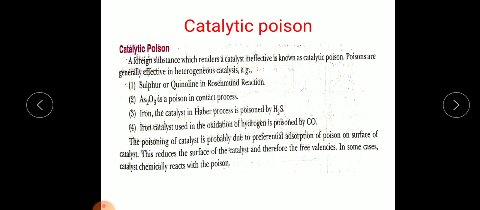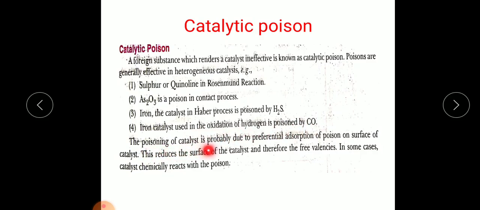So in the Rosenmund reduction reaction, the use of sulfur or quinoline decreases the rate of the reaction or controls it. Similarly, arsenic oxide is a poison in the contact process. Iron, the catalyst in Haber's process, is poisoned by H2S. Iron catalyst used in the oxidation of hydrogen is poisoned by carbon monoxide.